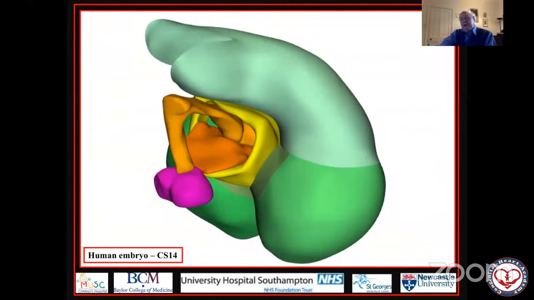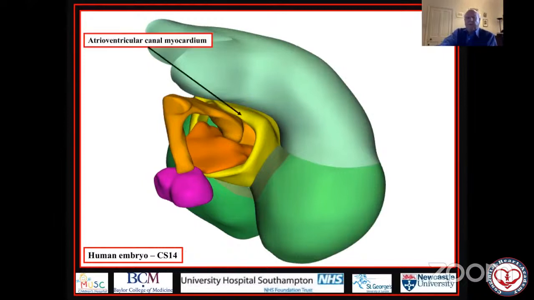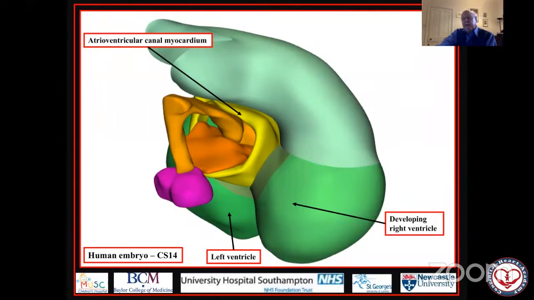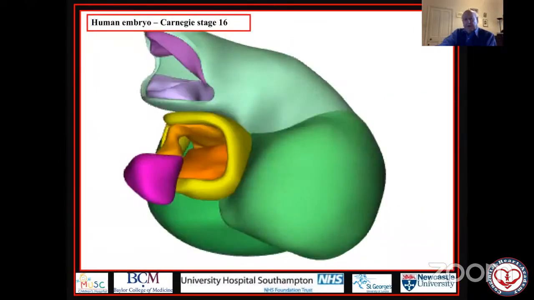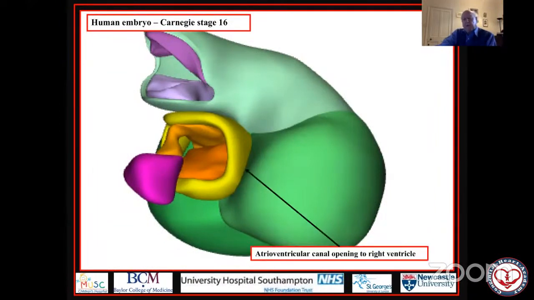So now I'm showing you the outside of these wonderful reconstructions made by Wout and Jill. So here you're standing behind the heart, this early stage, Carnegie stage 14, and there you see in yellow the atrioventricular canal myocardium. And still at this early stage, the atrioventricular canal myocardium is supported exclusively by the developing left ventricle. So there you see the myocardium enclosing the developing right ventricle, and it's supporting the entirety of the outflow tract.